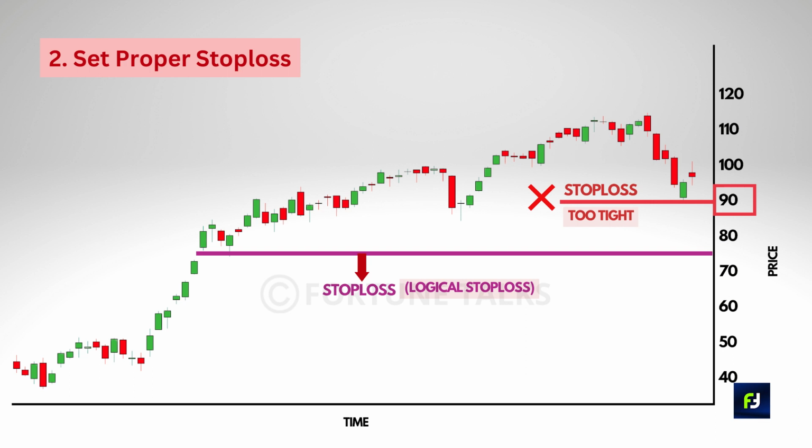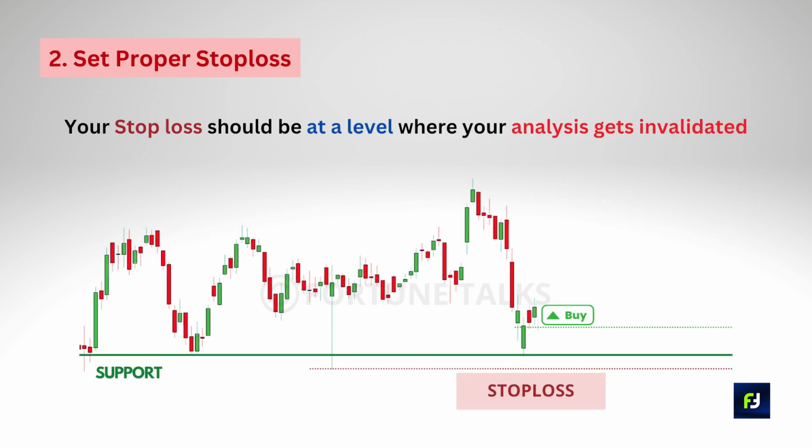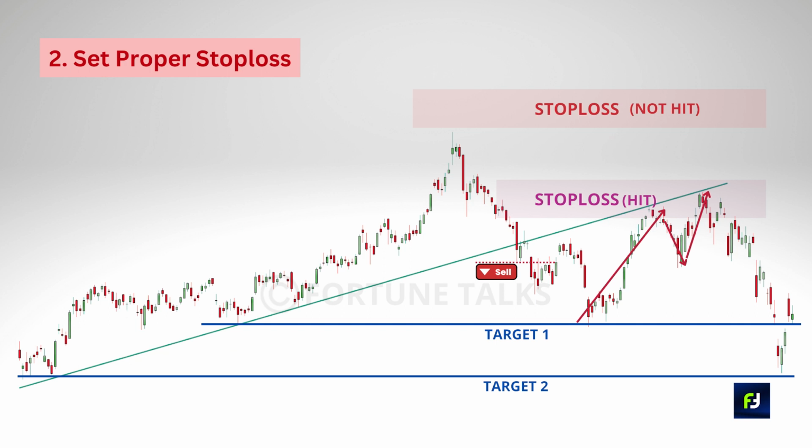So how should you place your stop loss then? Just remember this thumb rule. Always set your stop loss at a level that, if breached, will invalidate your trading setup. For example, if you are trading chart patterns, then your stop loss should be at a level where your chart pattern gets invalidated. Or if you are trading a support or resistance level, then your stop loss should be at a level where if the price reaches, then your support or resistance is broken.